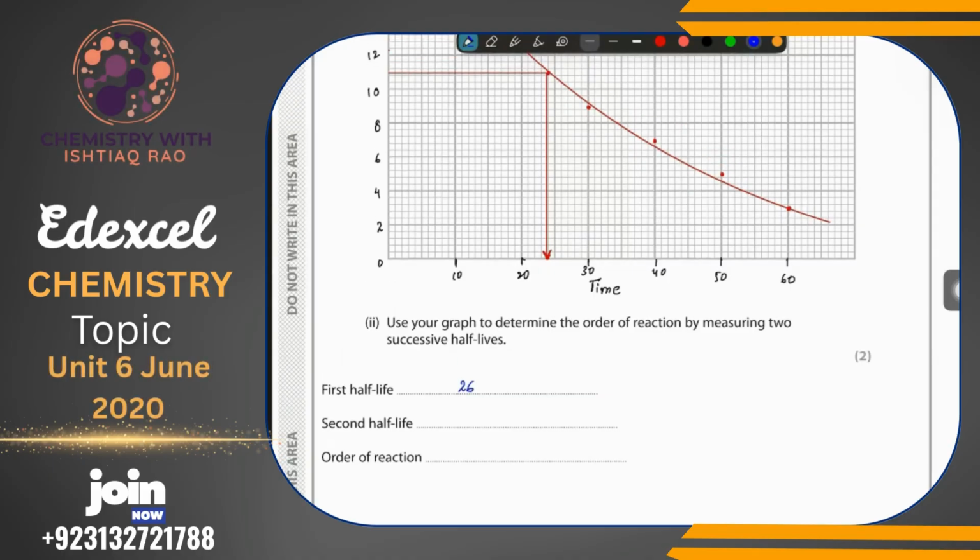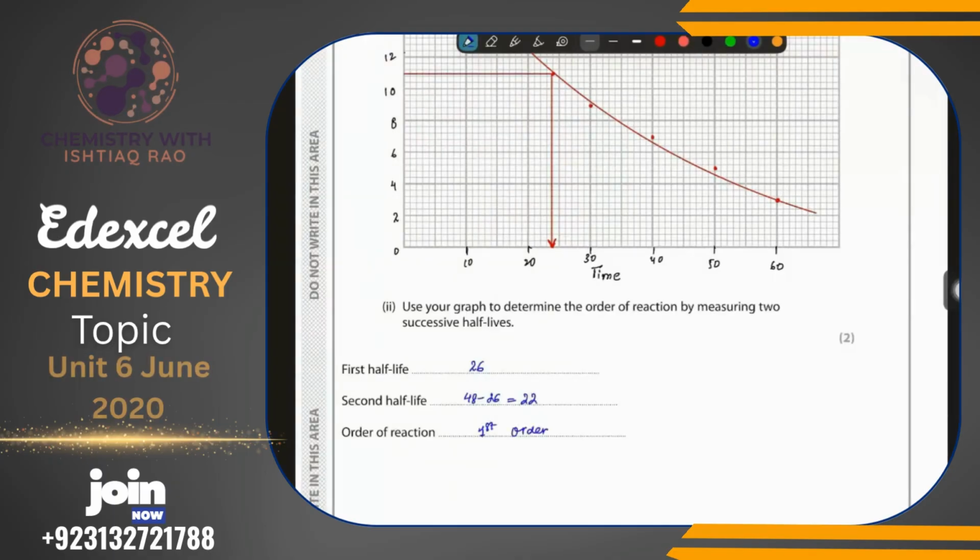The order of reaction is hence first order. We have to see if the two half-lives are the same. So it means it's going to be first order, right? Yeah, they're approximately the same. Yeah, exactly.